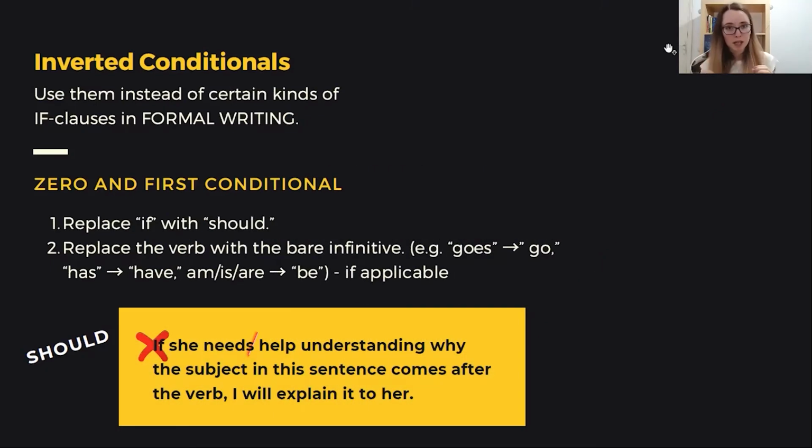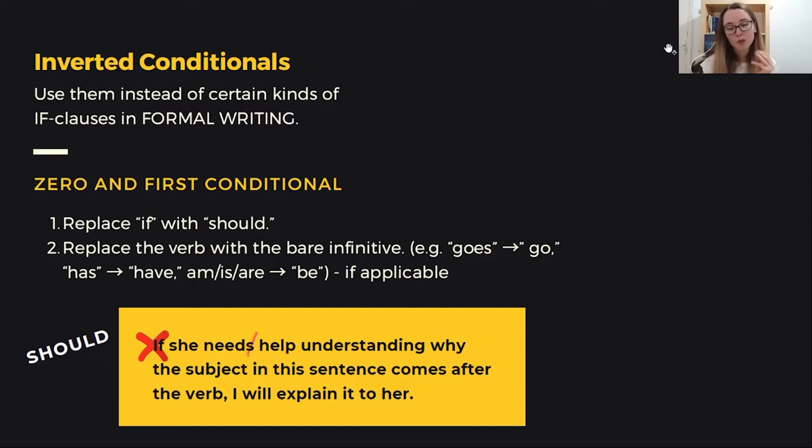I'm just going to explain on the example of the first or zero conditional what we do in order to make it an inverted conditional. So here we substitute if at the beginning with should. And if we use the third person here, we drop the S. But if it's another person, if it's you or we, nothing happens, okay? It doesn't change. It only changes in the third person. We drop the S, okay?